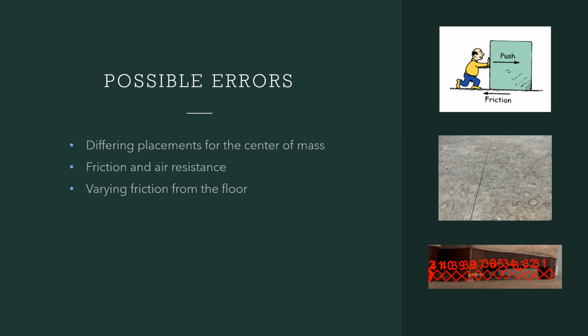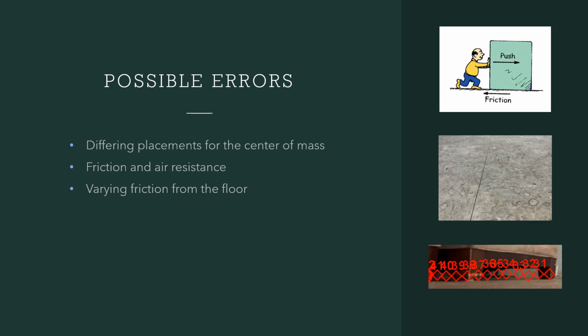Some possible errors for my experiment are differing placements for the center of mass. As you can see on the bottom right corner, my tracking placements were not exactly horizontal, which they probably should have been if I was putting it exactly in the center of mass, but it's very difficult to do that. So that created a little bit of error in the position for the ping pong ball.